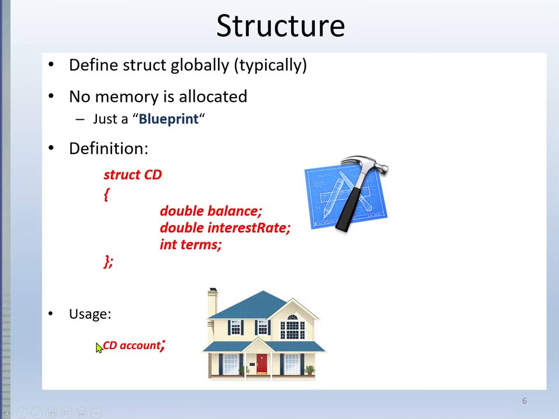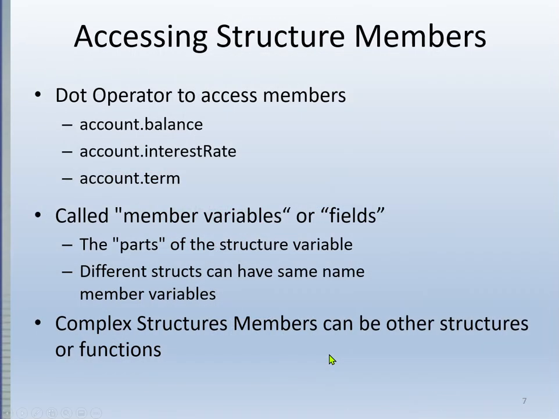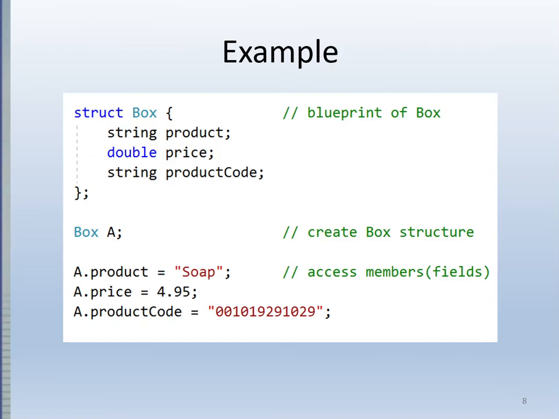However, in code, if I say CD account, these three variables will be glued together, just like a home. To get inside, there'll be something we call the dot operator. The parts of it are called member variables or member fields. It can be very, very complex. Structures can have structures inside of it and functions.